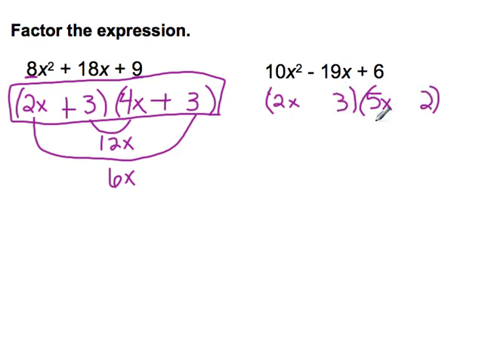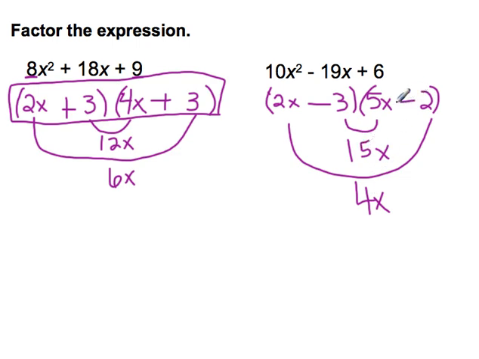So again, double check. Inside, we'd have 15x. Outside, we'd have 4x. And since I need a negative 19 in the middle, these would both have to be negative, because I need a negative 15 and a negative 4. Then double check the signs. Negative 3 times a negative 2 would give me a positive 6. So that would be the factored form for that expression.